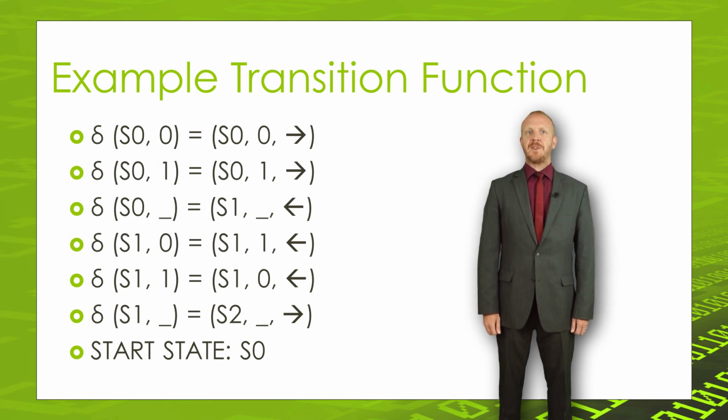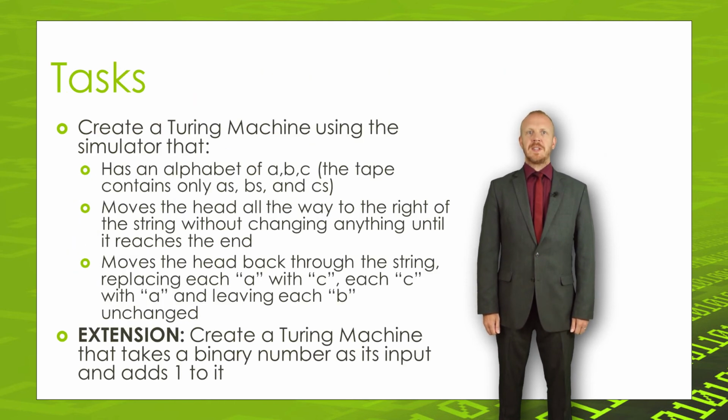Now here's a task for you to try. Using the simulator, create a Turing machine which has an alphabet of A, B, C. That means the tape consists of A's, B's and C's only. The machine must move the head all the way to the right of the string until it reaches the end. Then step back through the string, replacing every A with a C and every C with an A, but leaving B unchanged.